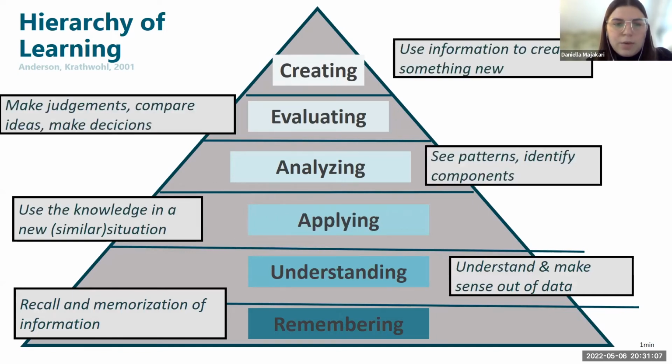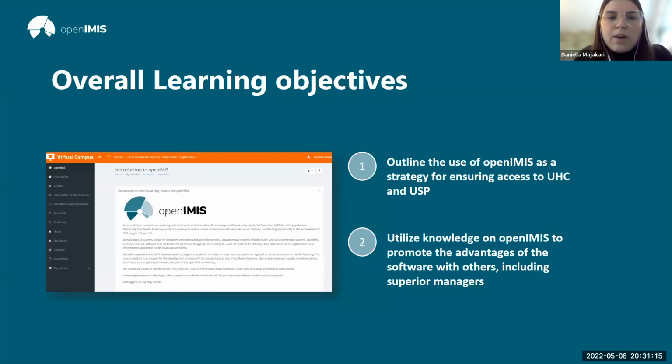I'll actually straight away go into the learning objectives that we defined. So we defined 2 main learning objectives for the overall course. So it is to outline the use of openIMIS as a strategy for ensuring access to UHC and USP, as well as utilize knowledge on openIMIS to promote the advantages of the software with others, including superior managers. So really getting to know openIMIS, what it is, and then be able to promote it and talk to other people about it and its benefits.